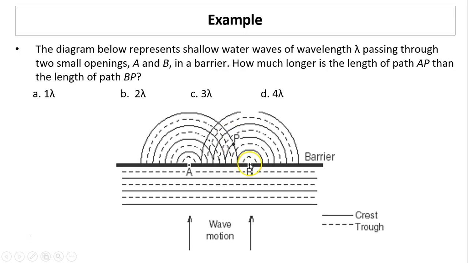Let's take a look at BP. BP has 1 wave and 2 waves, so they are 2 lambda apart. As you can see, at point P, it's crest over crest. So at that point, it is constructive interference, also because the difference is a multiple of the wavelength. That's why it is constructive interference at P. If you look at another point, for example, this point is a trough meeting a crest. So this point is a destructive interference.